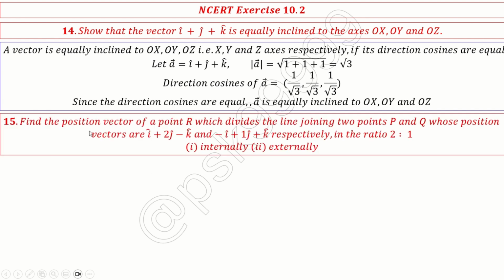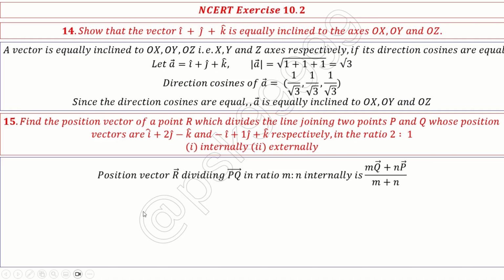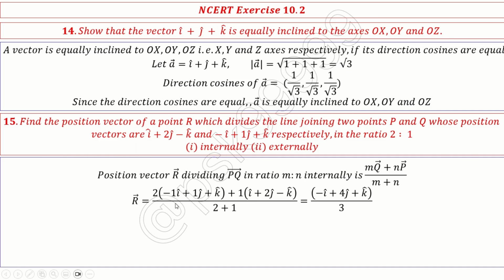Okay, next. Find the position vector of a point R which divides the line joining 2 points P and Q, whose position vectors are given here respectively, in the ratio of 2:1 internally and externally. We already learned this formula. A position vector dividing another line in the given ratio, right? So position vector R dividing PQ bar in the ratio m:n internally is this formula. So just apply all the required values. Okay, m is 2, n is 1, and Q is nothing but this one. P is this one. Okay, so you apply, then this is what you get, R bar.